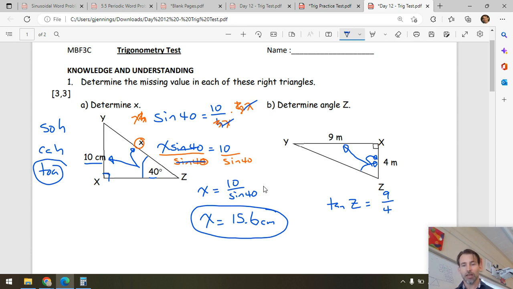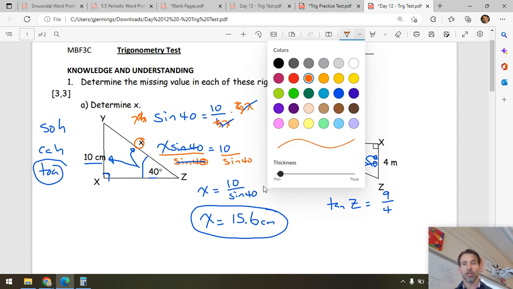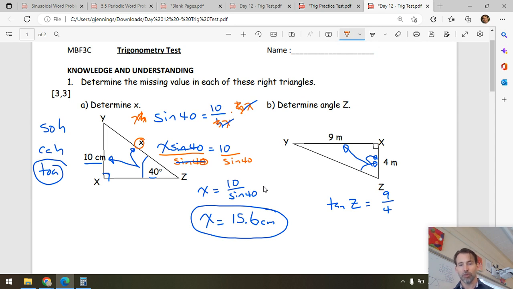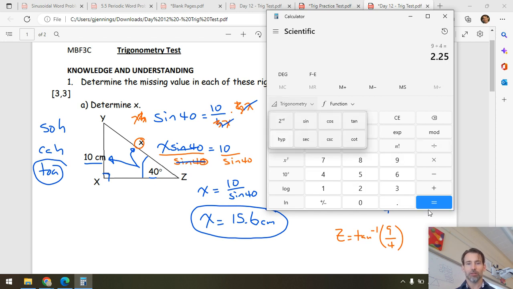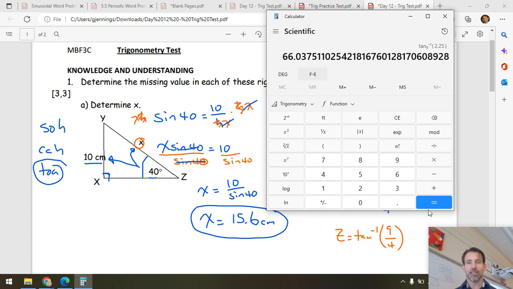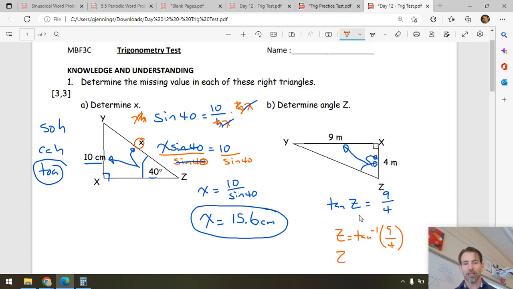Great. And so then, to solve these types of equations, you go ahead and take the tan inverse of both sides so that you get Z is equal to tan inverse of 9 divided by 4. So that's using the inverse trigonometric function to solve. We can just go ahead and punch that. 9 divided by 4 equals this. We take the tan inverse of that, 66. So Z equals 66 degrees. Circle it. You're done. Great.